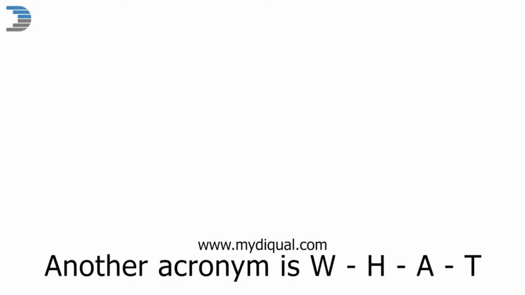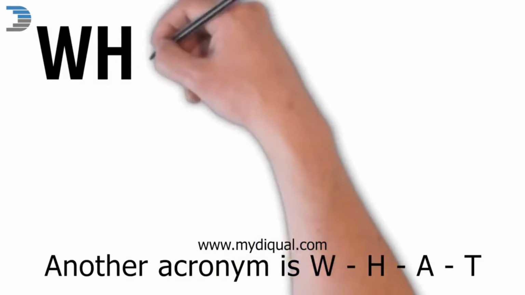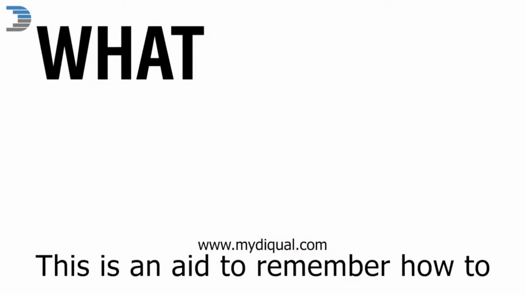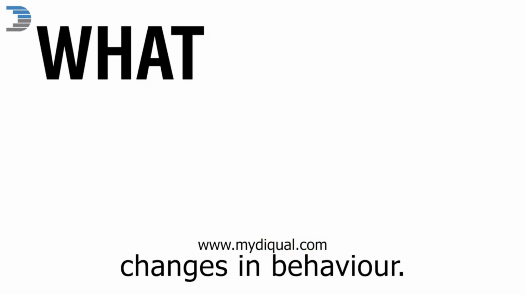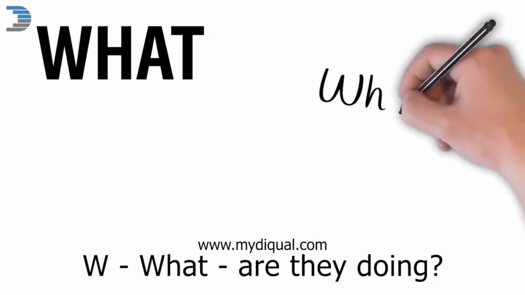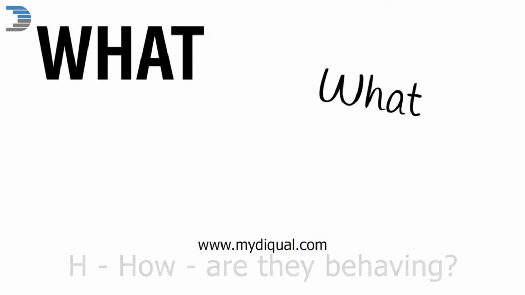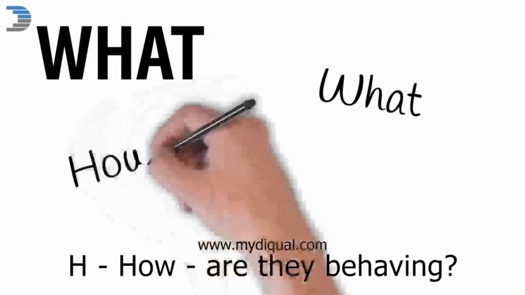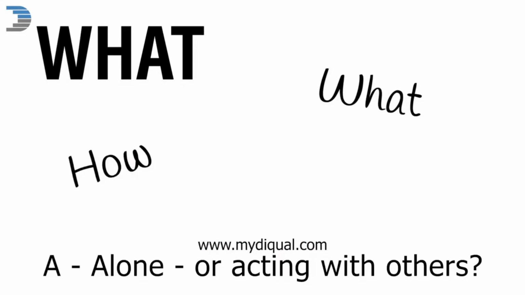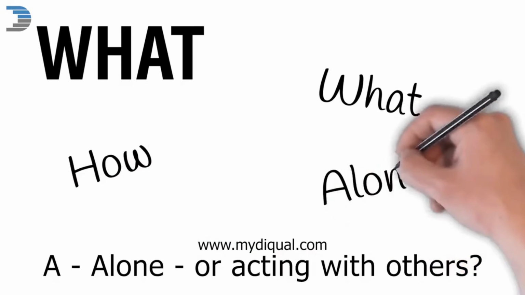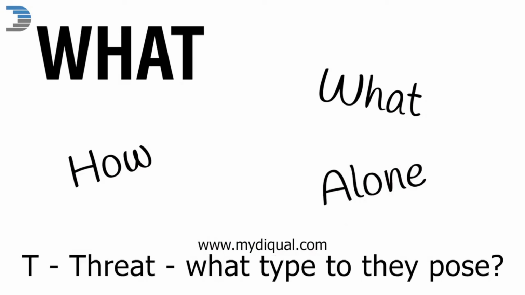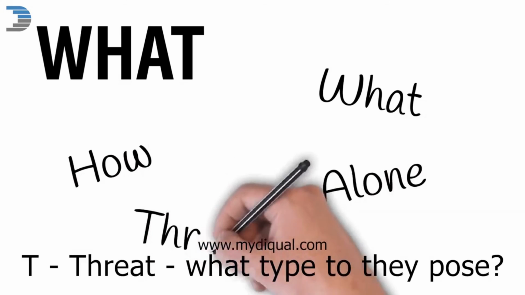Another acronym is WHAT. This is an aid to remember how to identify changes in behavior. W. What are they doing? H. How are they behaving? A. Alone or acting with others? T. Threat. What type do they pose?